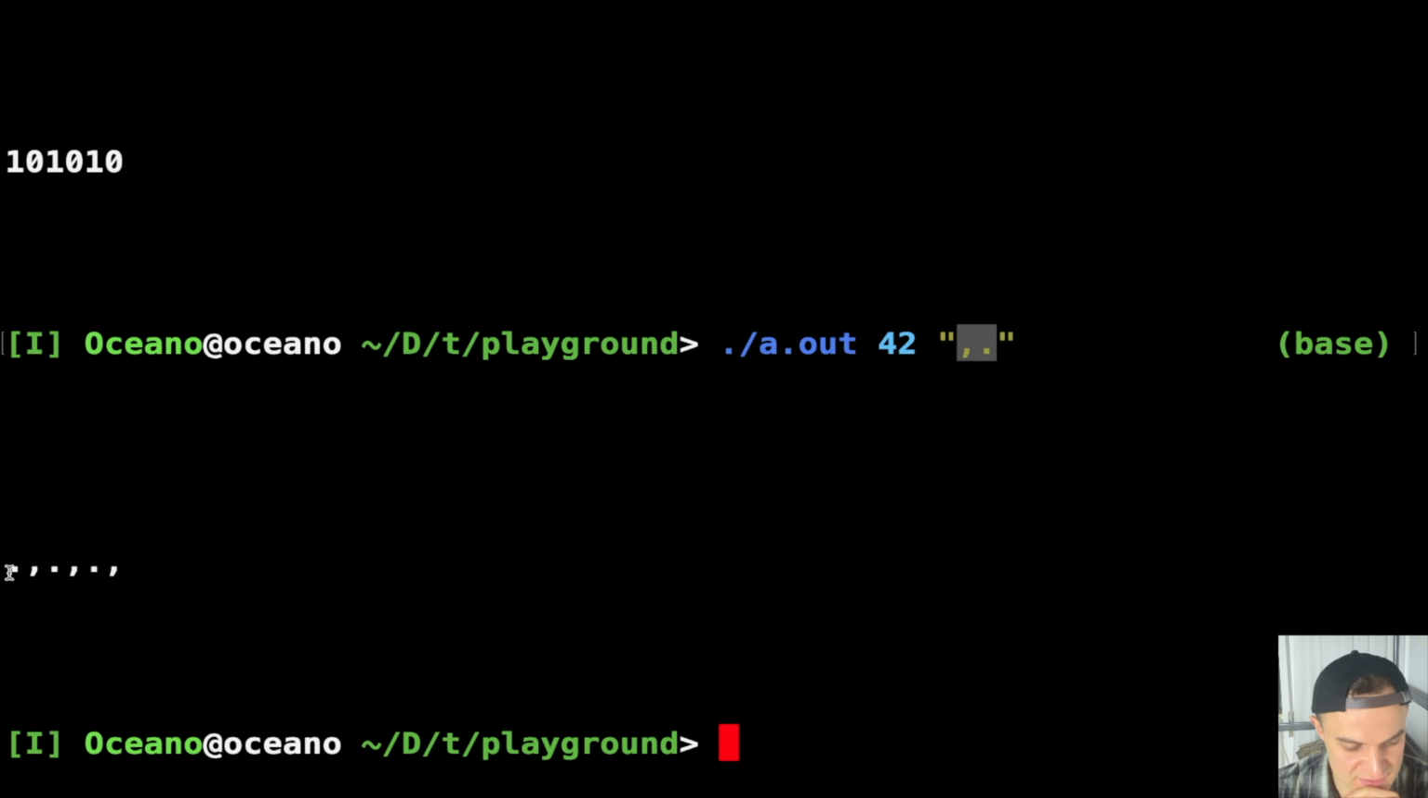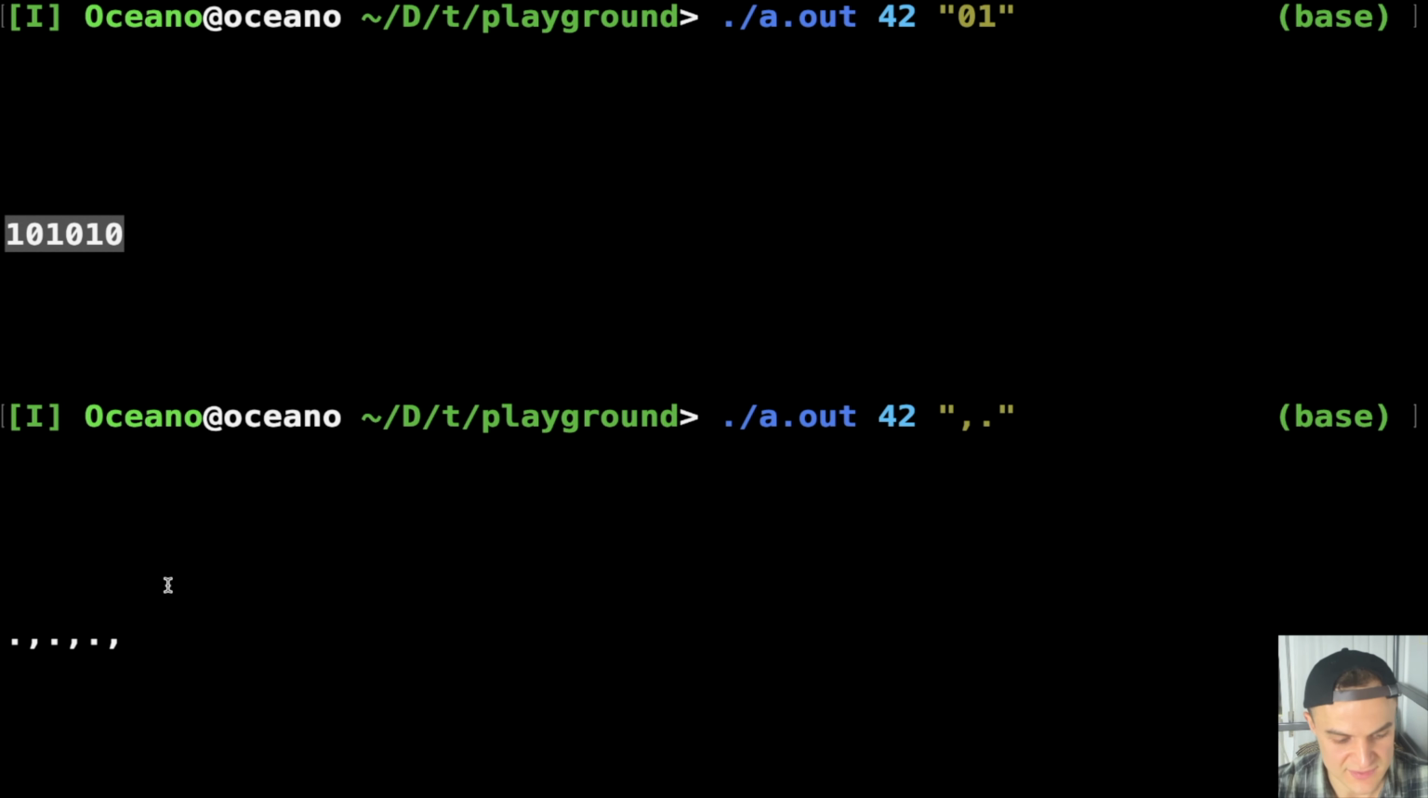As you can see, it is specular to the 101010. Just pretend that the 1 is the point and the 0 is the comma. You will see that it's exactly the same. It follows the same rules. So we really don't care about which symbols we are using. We care about the positional value of the numbers. The comma carries the value 0 and the point carries the value 1.